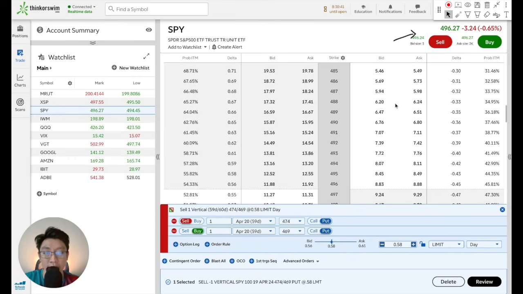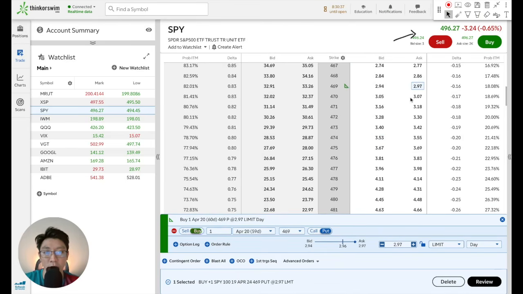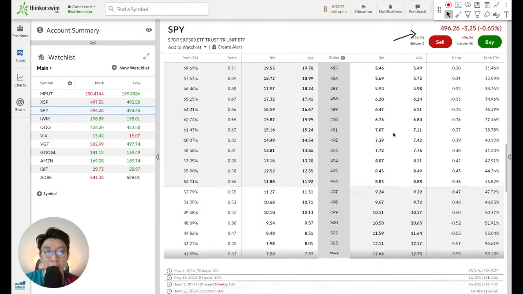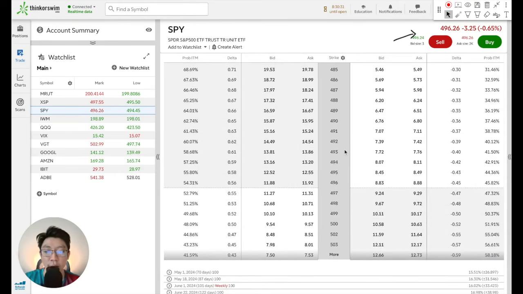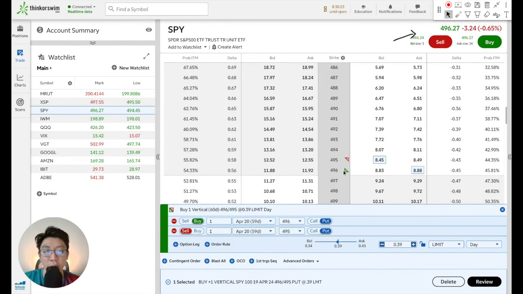Let me just give you an example to show you down here. Let me just uncheck these two first. Let us remember it's 474, 469. We will come back to it later on. Remember, we're going to use the credit to finance the put debit spread. So we want to see what is the cost of this debit spread down here. The cost of this debit spread from 496 to 495 is about 39 cents, right, which is $39.